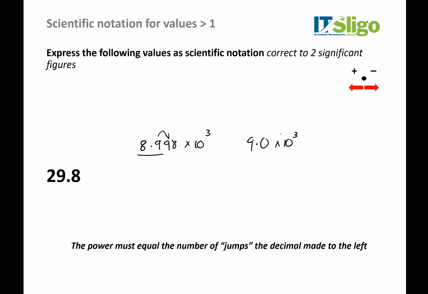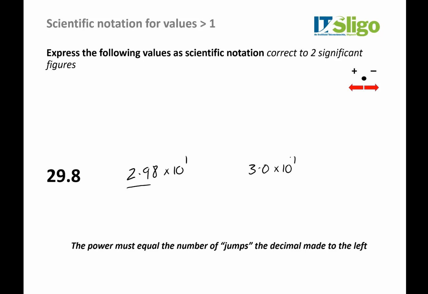And finally then, 29.8, 2.98. Decimal point only hopped 1 place to the left. To 2 significant figures, I round up. 3.0 by 10 to the power of 1.